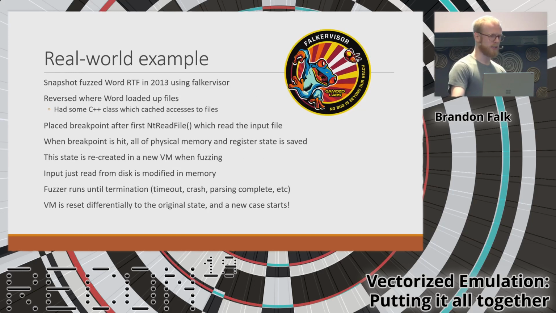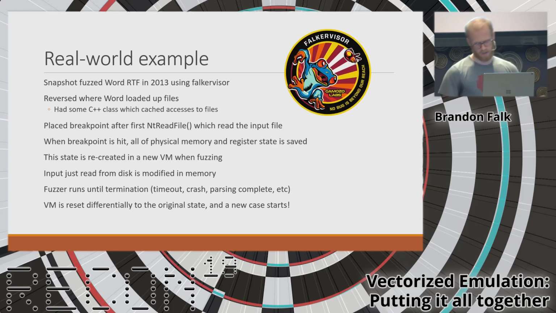So a real-world example of snapshot fuzzing is Falkvisor, which is a hypervisor I wrote back in 2013. I fuzzed Word RTF, I fuzzed Defender, I fuzzed, I think, a couple PDF readers. But effectively, for Word, since it had that long startup cost, I had to first figure out where it actually read and used the input file. I was pretty lucky in that I found out that during that whole startup time, it hadn't even opened the input file yet, which is great. That means I can skip all that. If my input hasn't been read, then I can't influence the program, so I don't care about anything before the input.